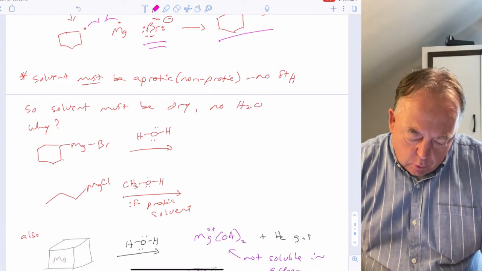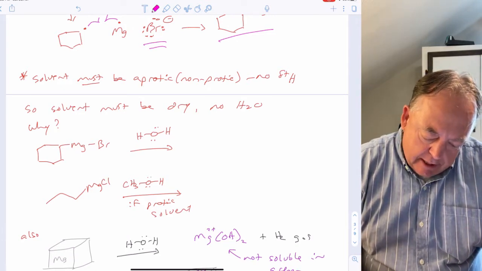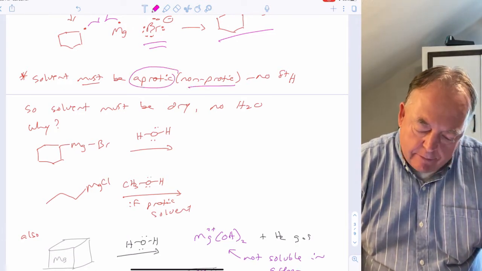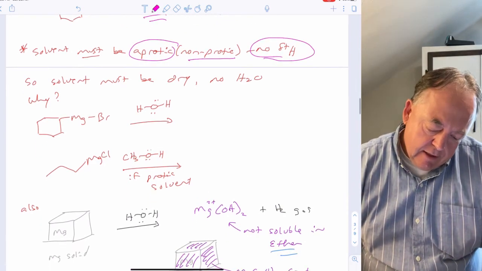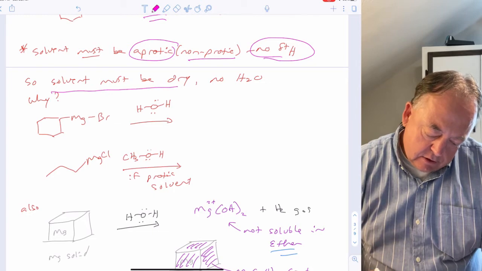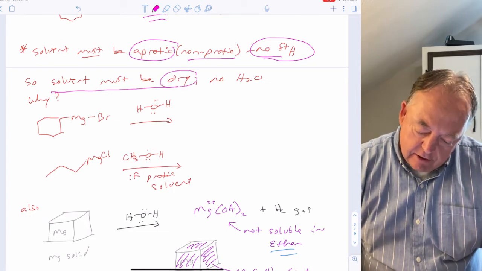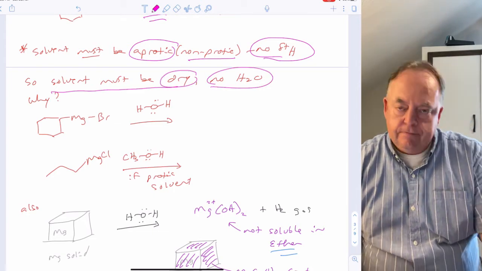Okay, so one important point to make here is the solvent must be aprotic. That means it has to be non-protic, right? You cannot have a partial positive hydrogen on it. So why? So the solvent must be dry, so that you can't have any water present. Why?